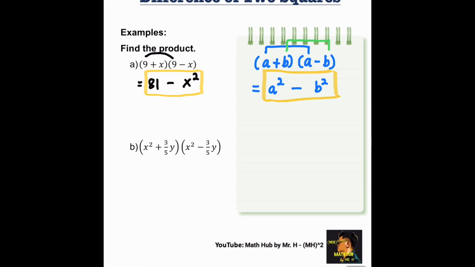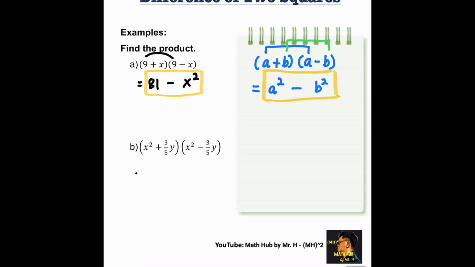All right, so let's take a look at the second question if it follows the same method as this one. First term, x squared and x squared, the same. Second term, 3 over 5y and 3 over 5y, the same. And the operation, one addition and one subtraction. So definitely we can follow the same concept.